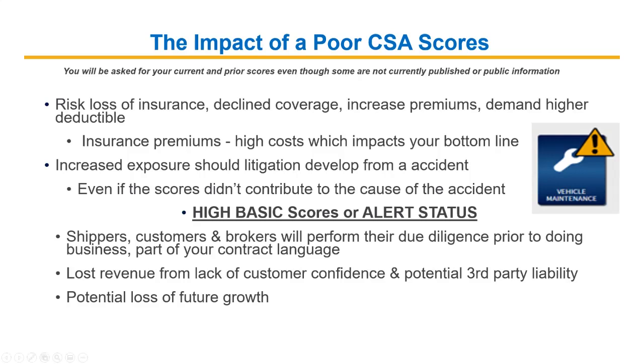Your customers are going to question your CSA scores because there's been a lot of history, especially recently, the last several years, about third-party liability. So your customers have a choice. They're going to choose the safest carriers. And again, although this information is not published, your customers or your brokers or your shippers are going to ask you what your CSA scores are. And again, you don't have to tell them, but again, they don't have to do business with you. So again, poor scores can indicate problems in your operation. And again, they're going to choose the safest carriers.